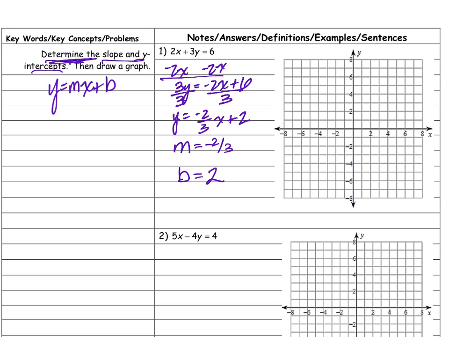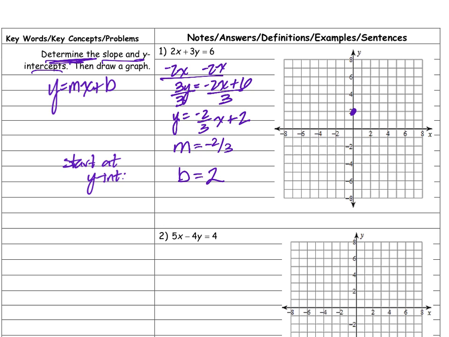So I am going to start at my y-intercept. And I'm going to put the y-intercept on my graph. The y-intercept goes on the y-axis at wherever it says. So my y-intercept is 2, so I'm going to go on my y-axis at 2. Okay? Everyone okay with that?